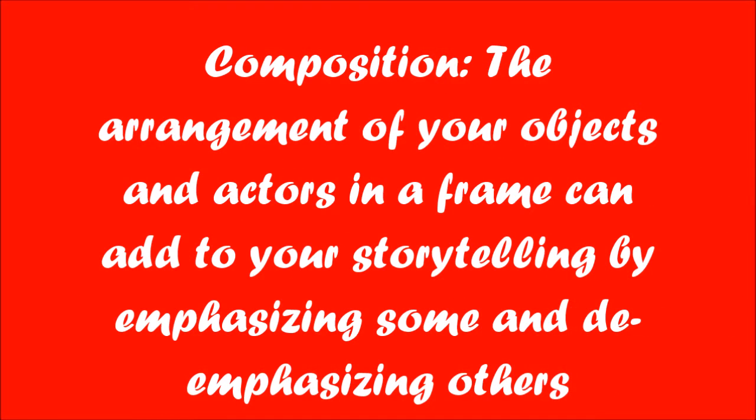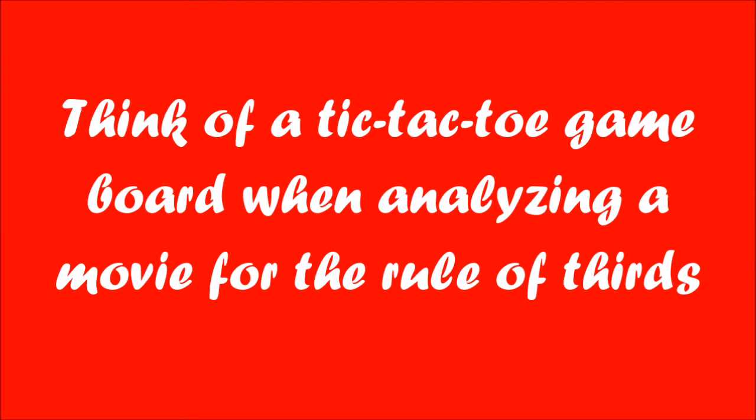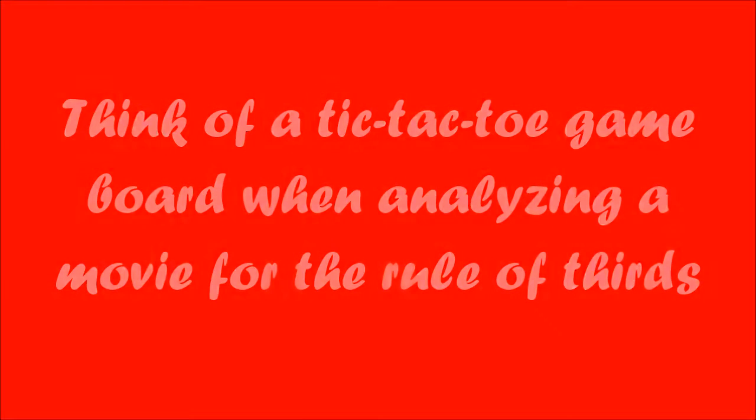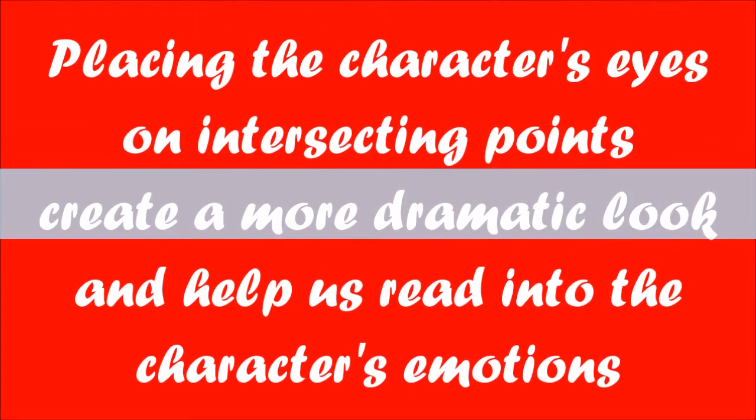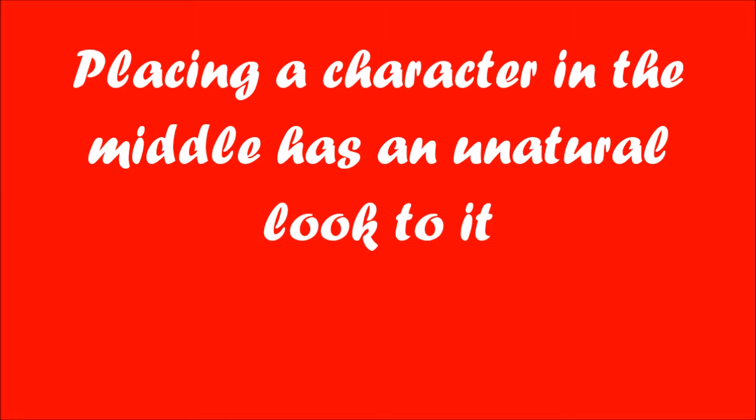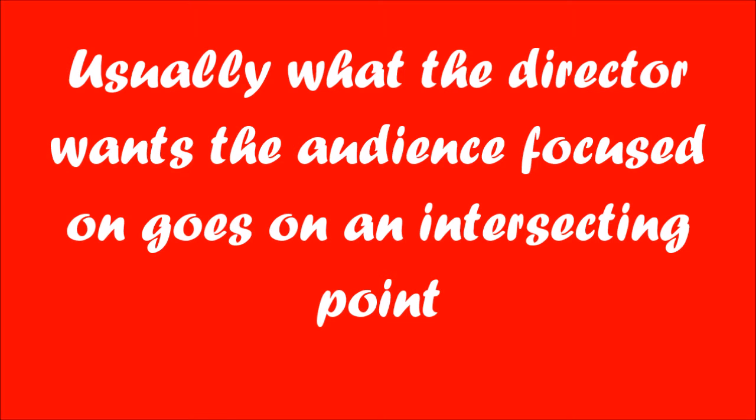Next time you sit down to watch a movie, here's a few things to think about. Composition is the arrangement of your objects and actors in a frame that can add to your storytelling by emphasizing some and de-emphasizing others. Think of a tic-tac-toe game board when analyzing a movie for the rule of thirds. Placing the character's eyes on intersecting points can create a more dramatic look and help us read into the character's emotions. Also, placing a character in the middle has an unnatural look to it. And lastly, remember, usually what the director wants the audience focused on goes on an intersecting point.